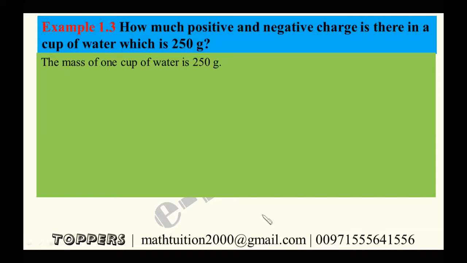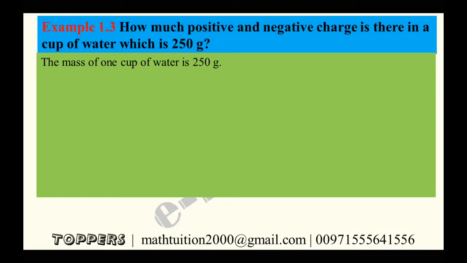So what is the mole concept saying? One mole of any substance contains Avogadro number of particles, 6.022 or 6.023 into 10²³ particles will be there. So in 250 gram of water, you have to find how many moles it is. That mole has to be multiplied by Avogadro number. That will give you the number of water molecules.